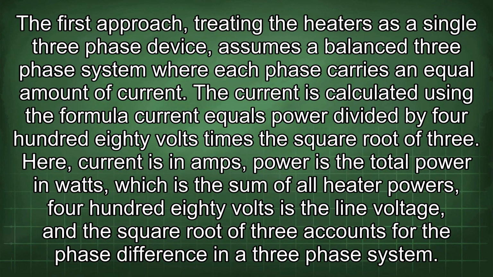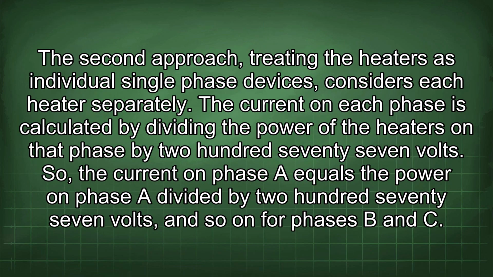The first approach, treating the heaters as a single 3-phase device, assumes a balanced 3-phase system where each phase carries an equal amount of current. The current is calculated using the formula current equals power divided by 480 volts times the square root of 3. Here, current is in amps, power is the total power in watts, which is the sum of all heater powers. 480 volts is the line voltage, and the square root of 3 accounts for the phase difference in a 3-phase system. The second approach, treating the heaters as individual single-phase devices, considers each heater separately.